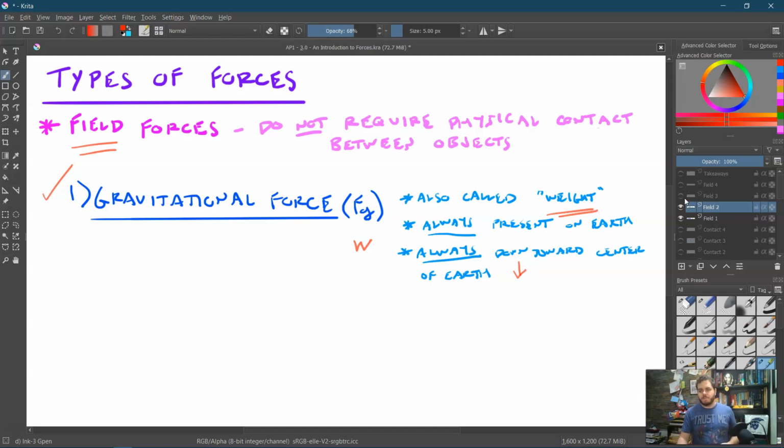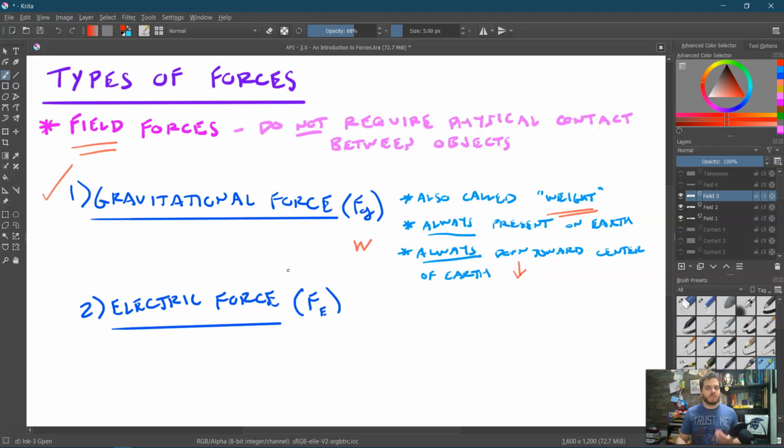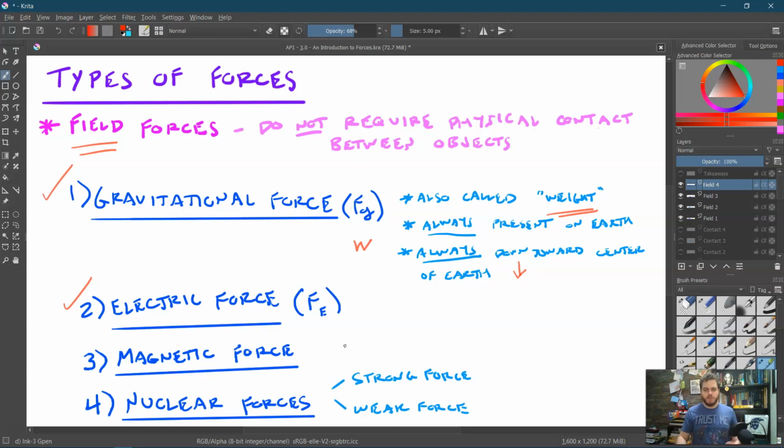All right, the next one we talked about briefly with electric charge, we have electric forces. This is the forces due to positive and negative charges. We abbreviate FE. We will talk about this one this year as well. Now the next few, first you have the magnetic force. That is just the force caused by magnets. Once again, this is an AP Physics 2 topic. We're not going to talk about it too much this year, but feel free to ask questions about it.